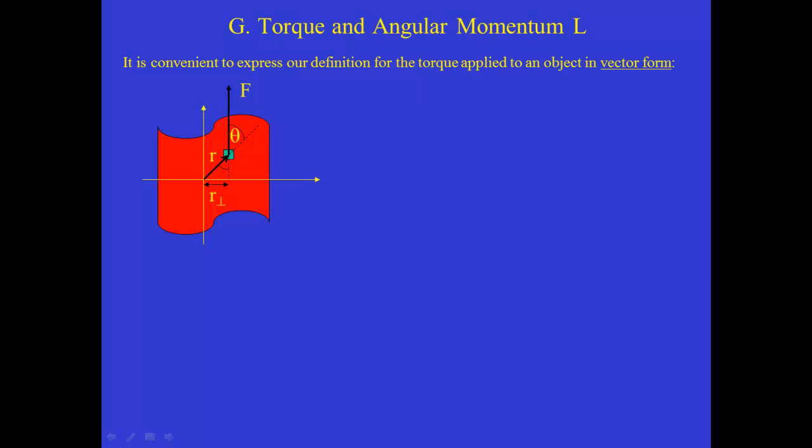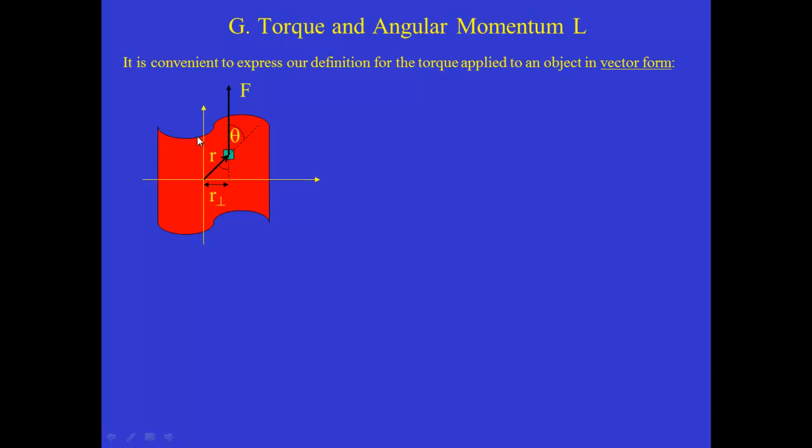There's one more topic that we need to discuss in our treatment of rotational dynamics. We have already come up with rotational versions of kinetic energy and of force, which is torque, and now we want to look at a rotational analog to momentum. We're going to come up with a quantity called angular momentum, which is really useful in analyzing the behavior of rotating systems. The starting point is to go back to our definition of torque and to express torque in the form of a vector.